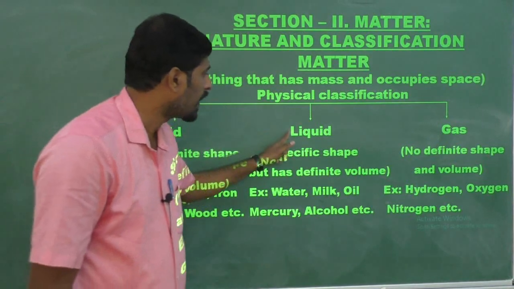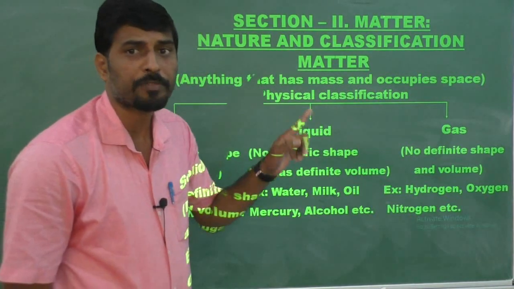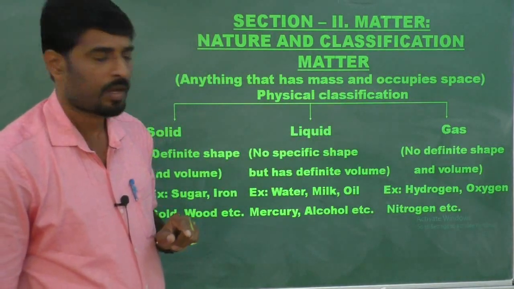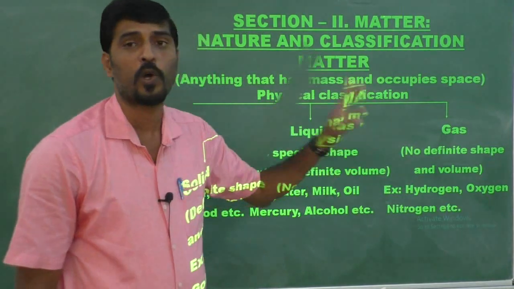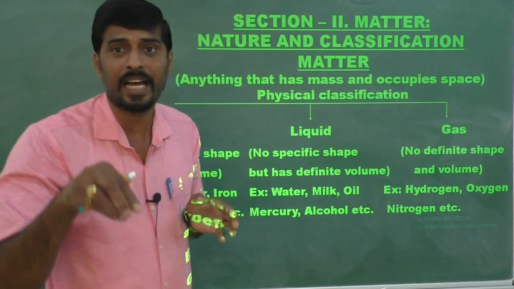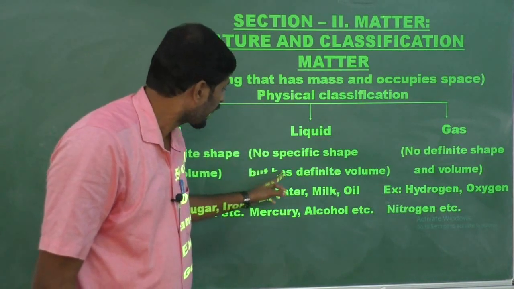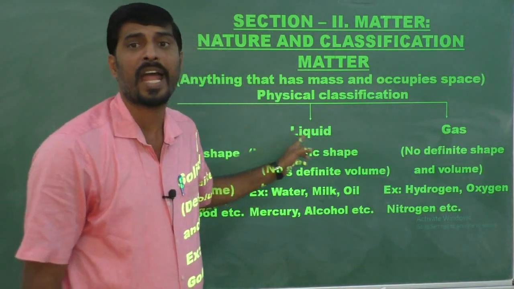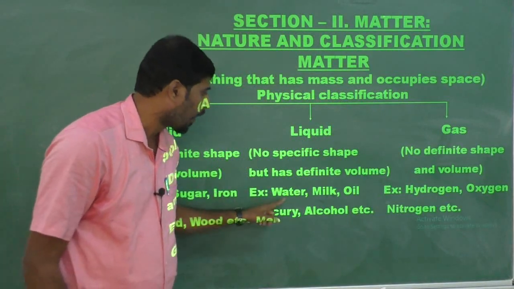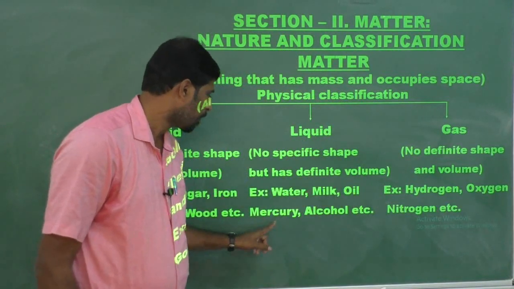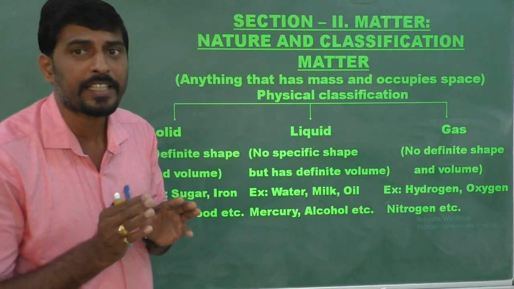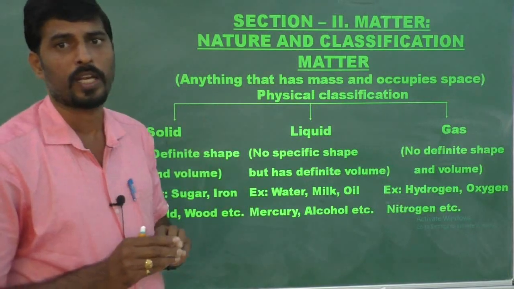Next, we will move on to liquid. Liquids are those substances which do not have any specific shape but have a definite volume. They acquire the shape of the container, but they have a definite volume. They do not have a definite shape. Is it clear? Examples: water, milk, oil, mercury, alcohol, etc. The intermolecular force of attraction is less when compared to solids.